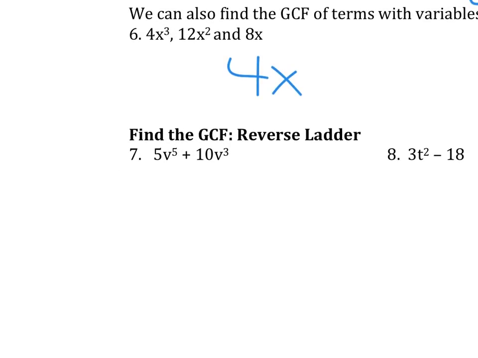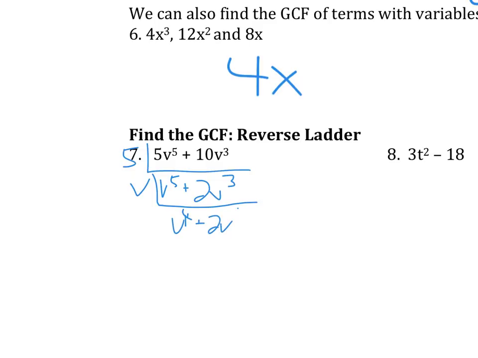So now as we look at number 7, we can do that reverse ladder. Start with your numbers. So what's a number that goes into 5 and 10? Well, just 5. So that gives me v to the 5th plus 2v to the 3rd. Now that plus or minus later has no effect on this process. We're still just looking for the GCF of all the terms as we did on number 6. Now there's no numbers left. We have 1 and 2, so there's nothing there. So now we're going to look for our variables. Let's say we have a v. That leaves us with v to the 4th plus 2v squared.